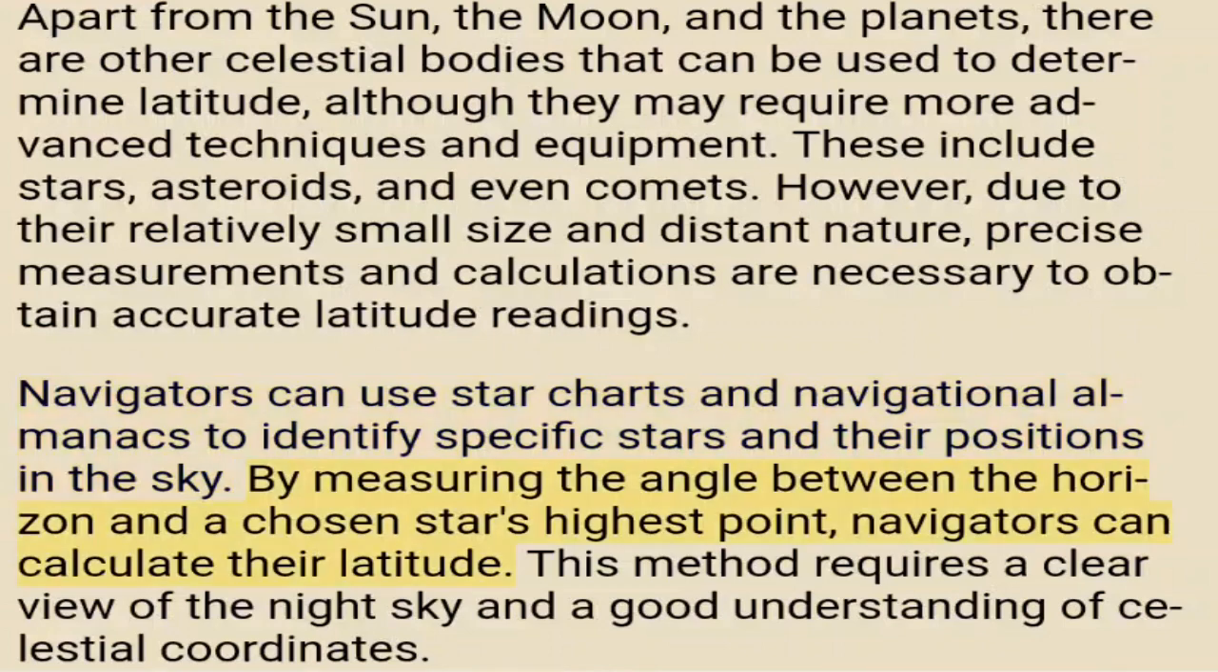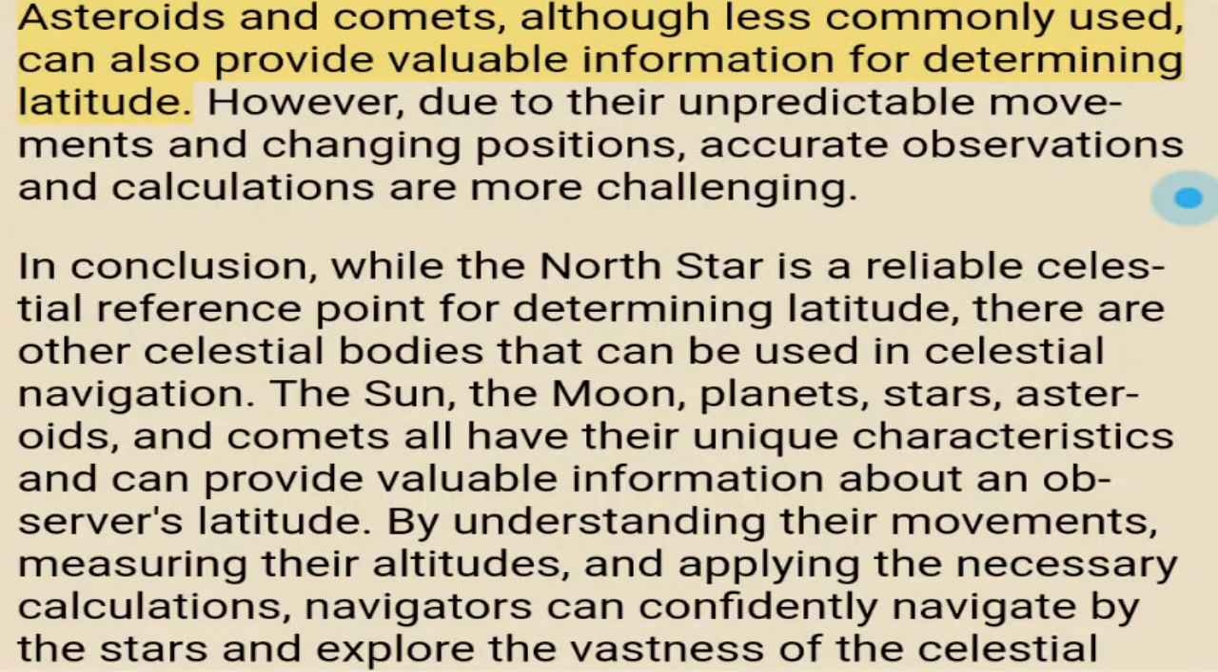By measuring the angle between the horizon and a chosen star's highest point, navigators can calculate their latitude. This method requires a clear view of the night sky and a good understanding of celestial coordinates. Asteroids and comets, although less commonly used, can also provide valuable information for determining latitude. However, due to their unpredictable movements and changing positions, accurate observations and calculations are more challenging.